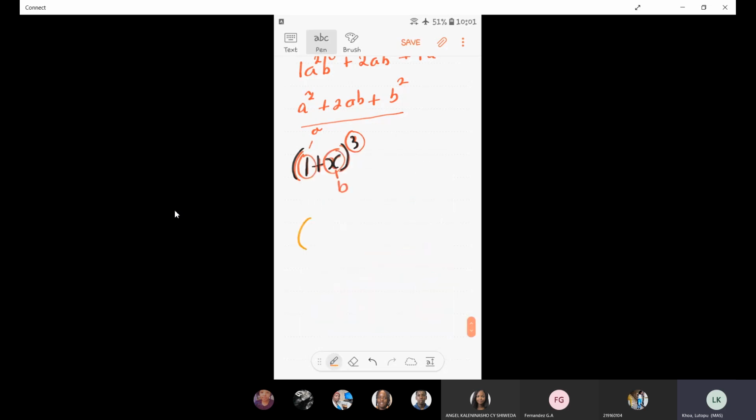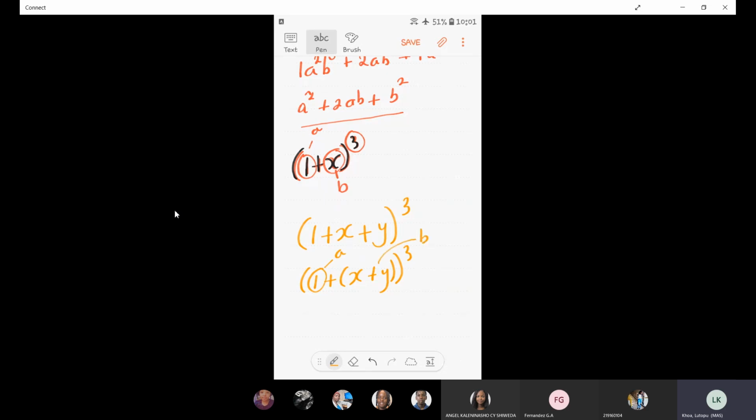Let's say I have 1 plus x plus y, to the power of 3, and I still want to use the binomial theorem. What I can do is instead write it like this: 1 plus x plus y, all to the power of 3. Now it is a binomial in that 1 is my a, and x plus y is my b.